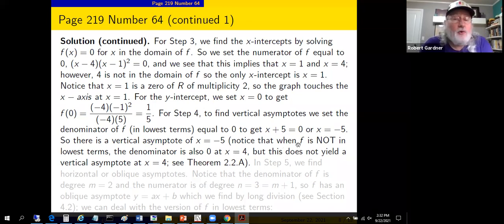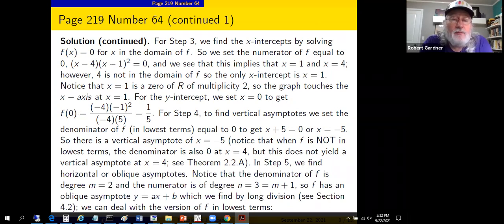Again, you don't get a vertical asymptote at x equals 4. You had to consider the lowest terms version of the function. And we lose the x minus 4 factor in the denominator when we put the function in lowest terms. So a subtle difference between what happens at -5 and what happens at 4. Quite a subtle difference, really. But this behavior around the point x equals 4 is very much important for Calculus 1. So let's see, we found the vertical asymptote. I guess horizontal and oblique asymptotes are next.